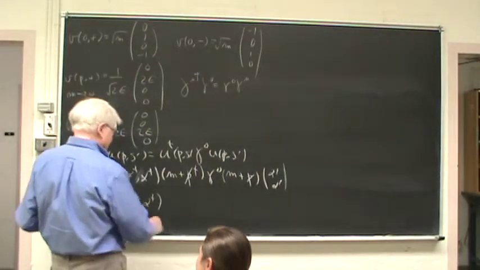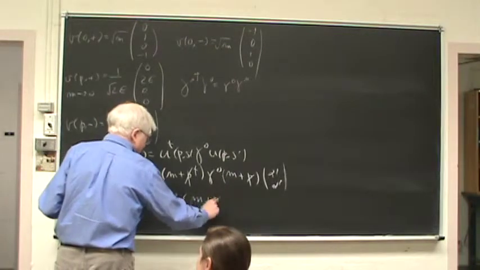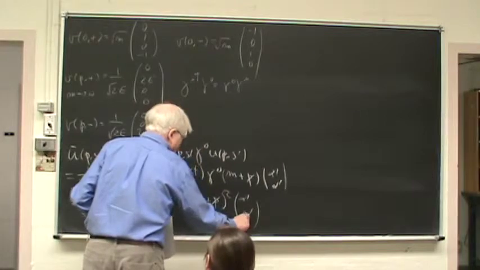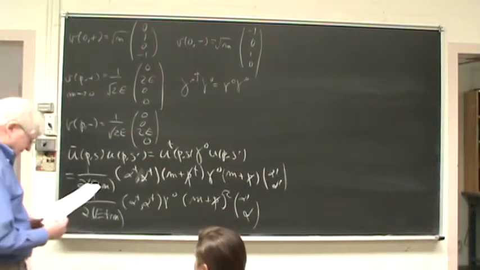It's just not me. All right, gamma 0, and then we have m plus p slash squared, and then alpha prime. So what we're going to do is we're going to evaluate this.